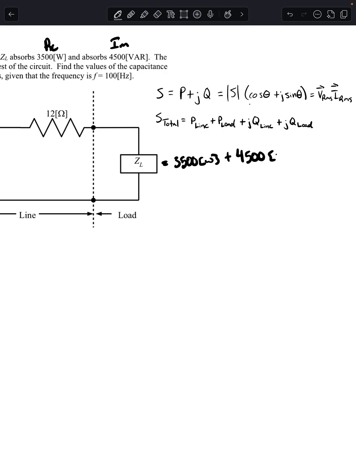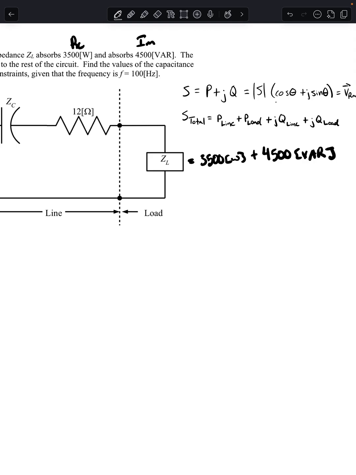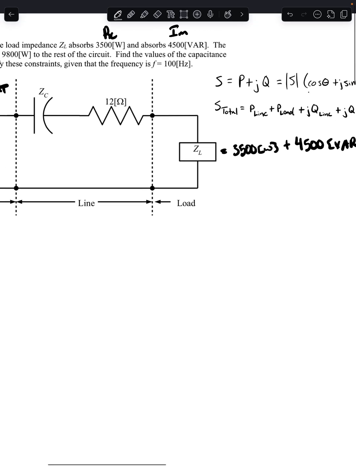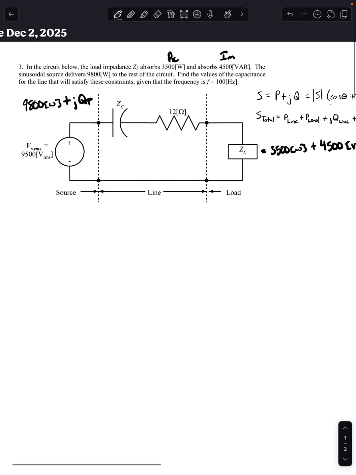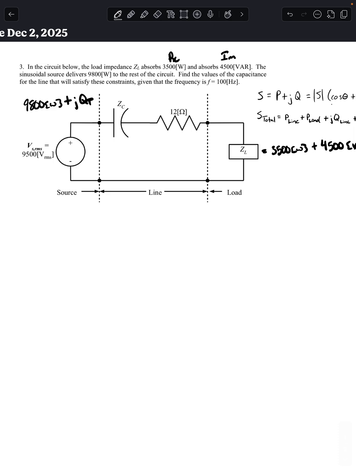VAR. And we notice absorbs is the standard word used for real wattage, and when it's used in imaginary wattage, it's also addition both times, and so it's easy to remember that absorbs both times is positive.